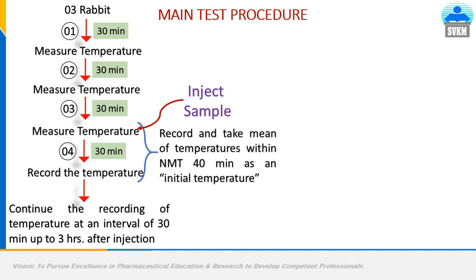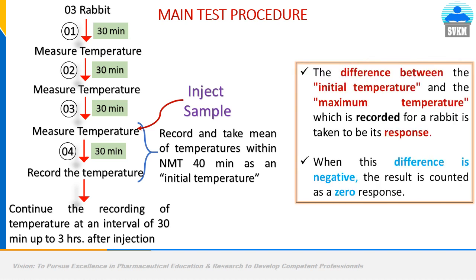To measure the initial temperature, we have to record the temperature of animals after injection and after 30 minutes, and we have to take a mean of these 2 temperatures, and it is considered as the initial temperature. The recording of these 2 temperatures should be carried out within 40 minutes. It should not exceed 40 minutes.